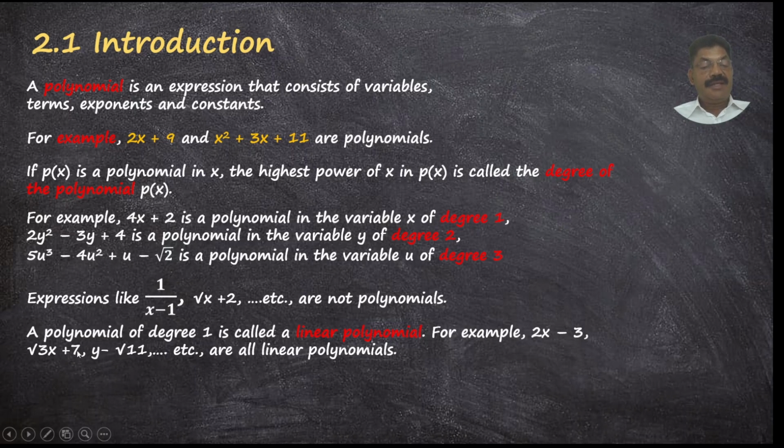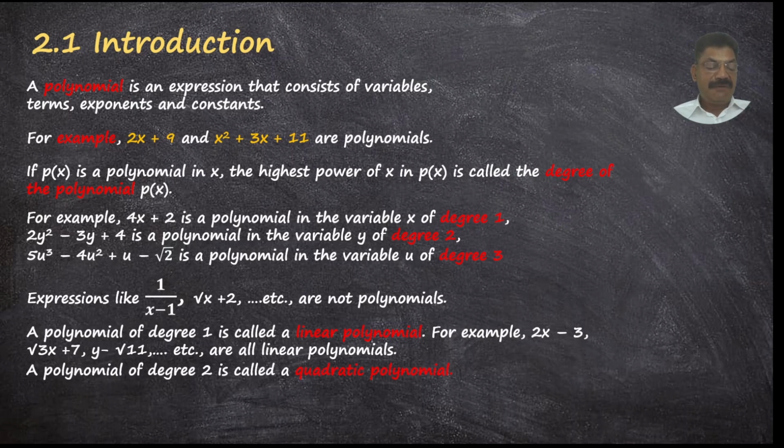Now, a polynomial of degree 1 is called a linear polynomial. For example, 2x minus 3, root 3 x plus 7. Root 3 can be there because it is only a constant. Root 3 x plus 7, y minus square root of 11. All these things are linear polynomials.